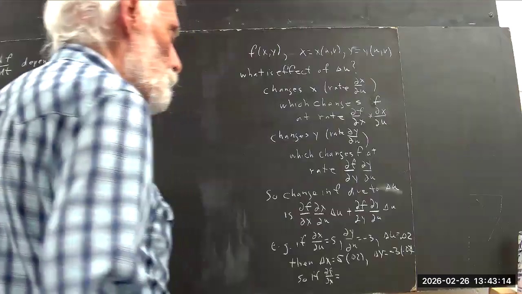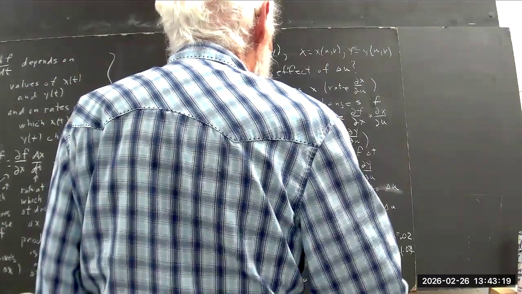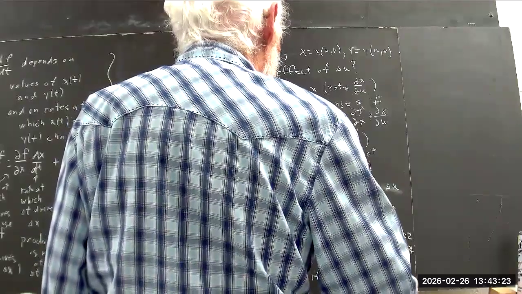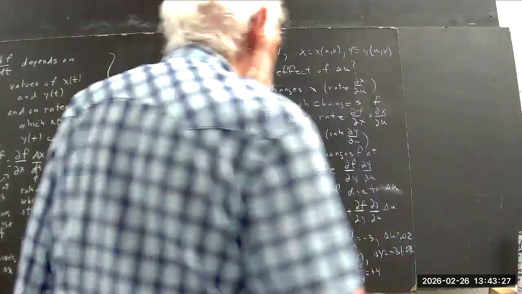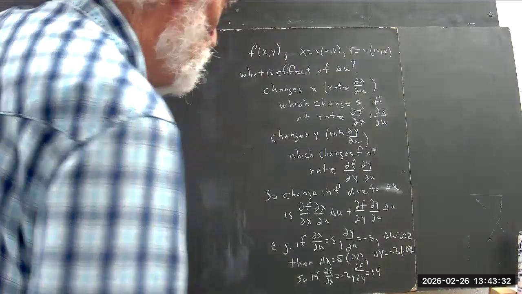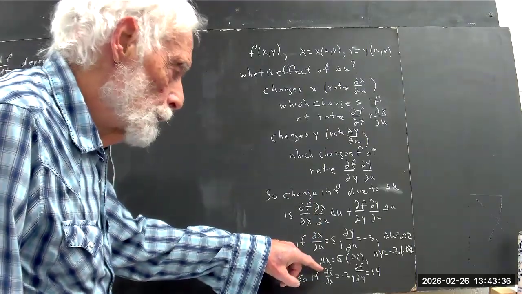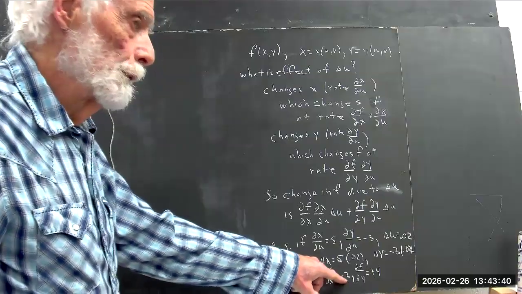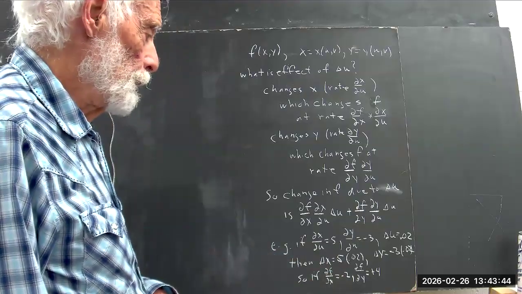Now let's say partial of f with respect to x is negative 2. Partial of f with respect to y is plus 4. Then the rate of change of f due to the change in x is negative 2 times the change in x. What's negative 2 times the change in x?